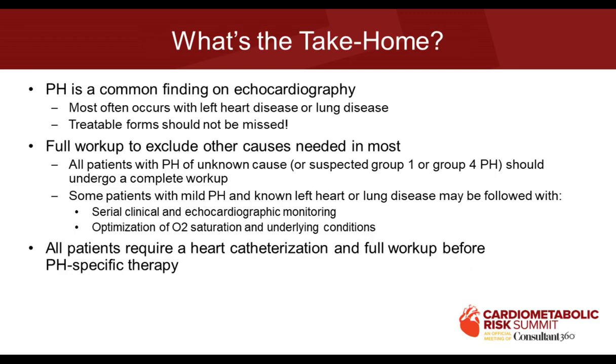So take-home points from that. Pulmonary hypertension is very common on echo. It most often occurs with left heart disease or lung disease, but treatable forms, you don't want to miss treatable forms, and so a full workup is very often going to be required. Further, for some patients with left heart disease and lung disease, if you have mild pulmonary hypertension with pressures that are not very high, right heart failure is not present on echo, treatment can focus on the underlying disease with serial echocardiogram. And all patients require heart catheterization before embarking on treatment because a full workup is needed to be really certain of the diagnosis.